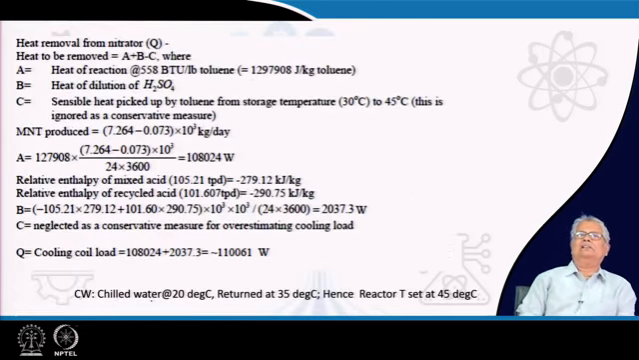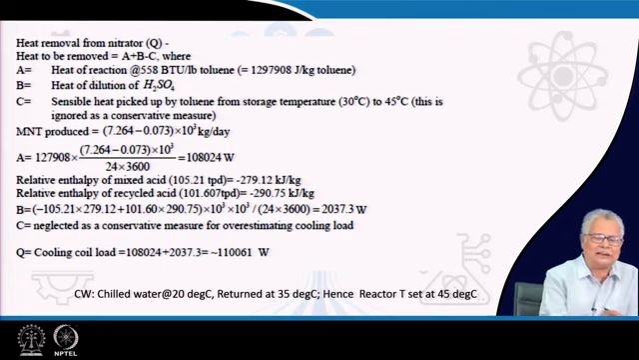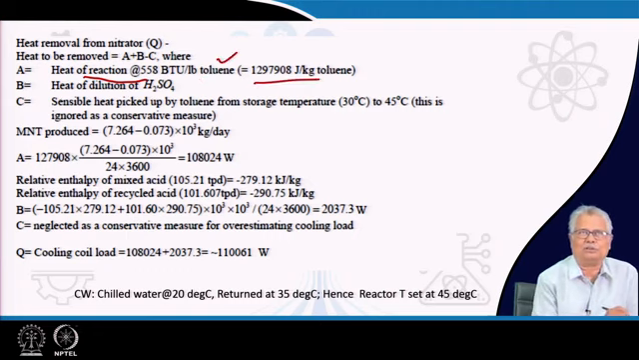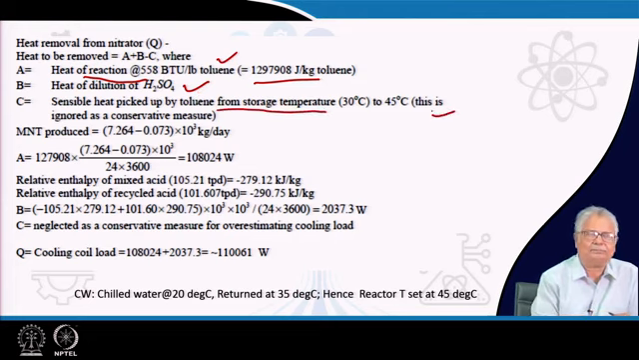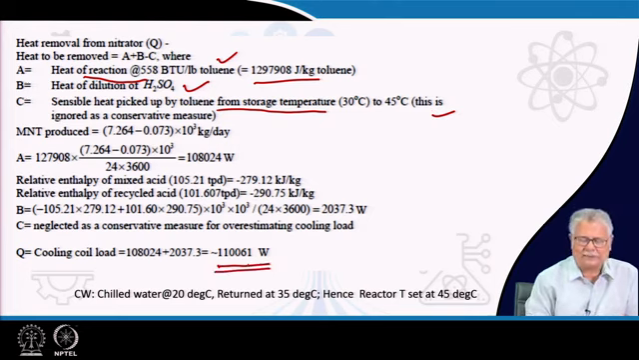The heat removal from the nitrator is equal to the heat of reaction, which is 558 BTU per pound of toluene, which amounts to this value which we have talked about earlier, plus the heat generated by the heat of dilution minus the sensible heat picked up by the toluene from the storage, etc. This is in fact ignored. Based on this, the cooling coil heat load is estimated to be 110 kilowatt approximately.